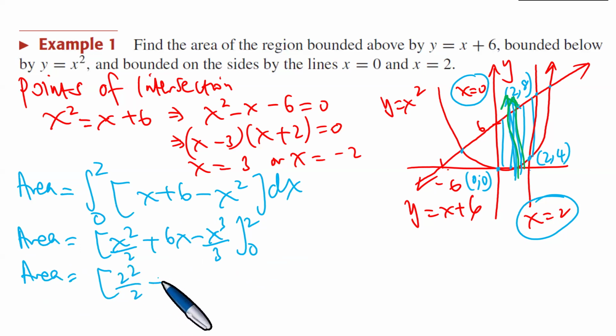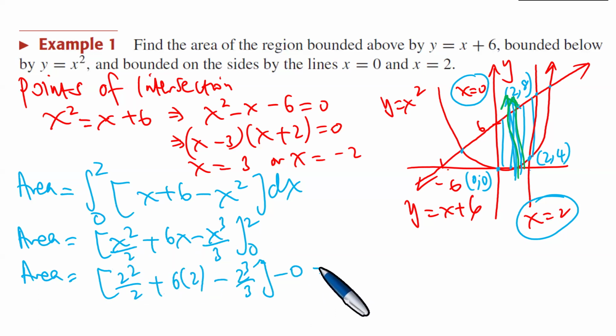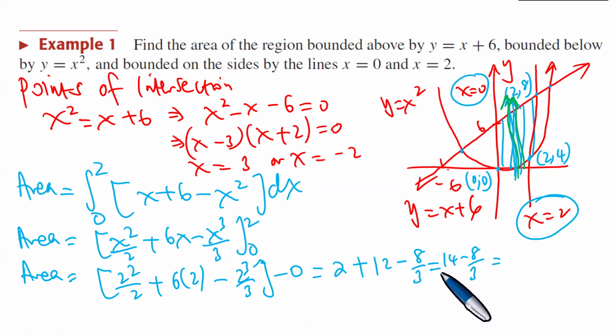And then we have 2 squared out of 2, 6 times 2, 2 cubed out of 3, minus 0. If you substitute, you get a 0. The 2 squared, it's 4. Out of 2, it's exactly a 2. 6 by 2 is 12, minus 8 out of 3. 2 by 12 is 14, minus 8 out of 3. And 3 by 14 is exactly 30 and 12, 42 minus 8 out of 3. Okay, subtract the 8. Remove the 6, you get a 34 out of 3.